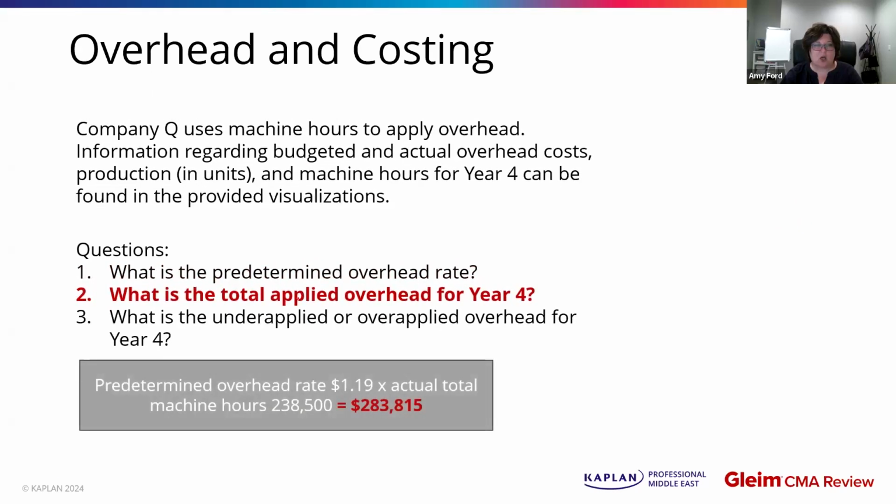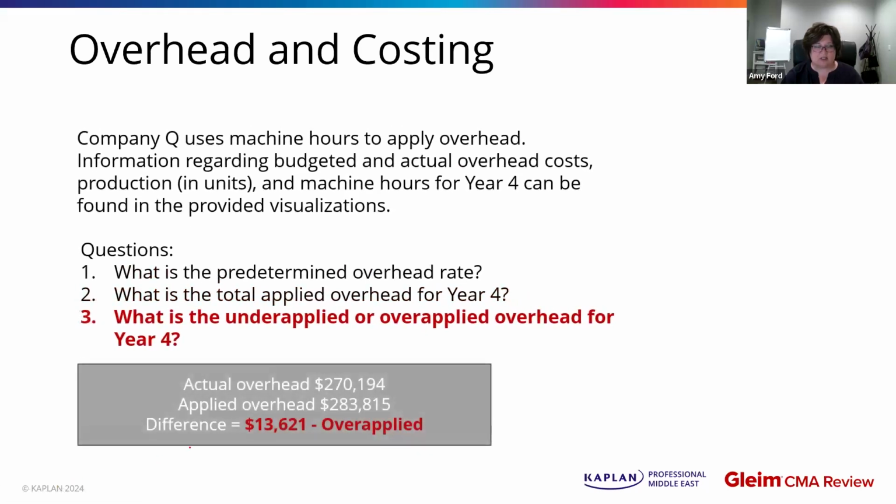What would be the total applied overhead? Well, we use that $1.19 and we say, as we work through the months, what's our actual machine hours? So to apply overhead, you take the predetermined rate times the actual machine hours. Our actual machine hours is 238,500 times our $1.19, and we would have $283,815.